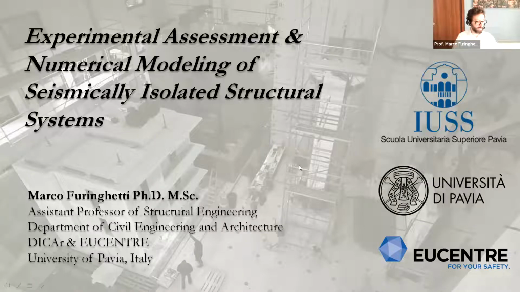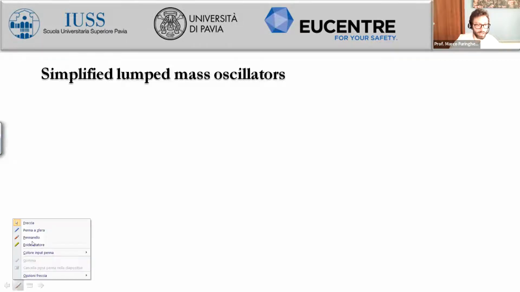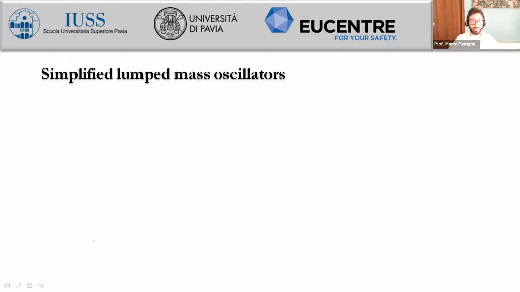And then we can start by considering some theory, but that will be very fast. I mean, not too much. Just a brief overview of what we are going to analyze. As I mentioned, today we will just consider a single degree of freedom oscillator, which can be a fairly good representation of what happens for seismically isolated systems.